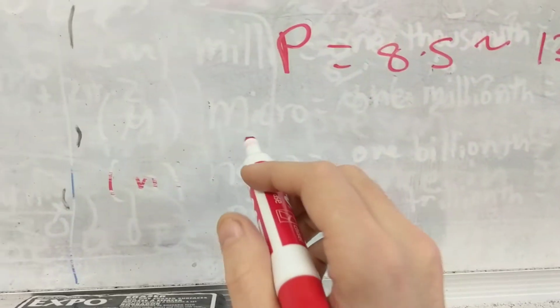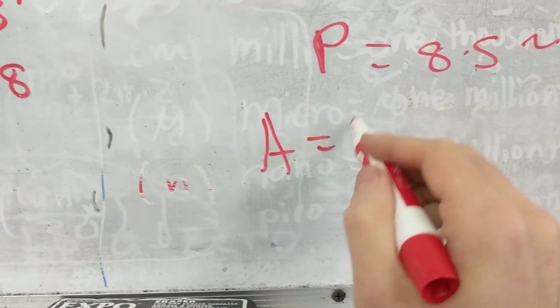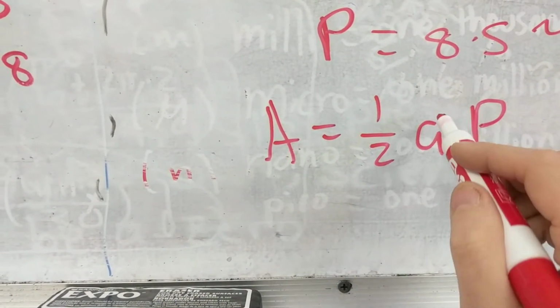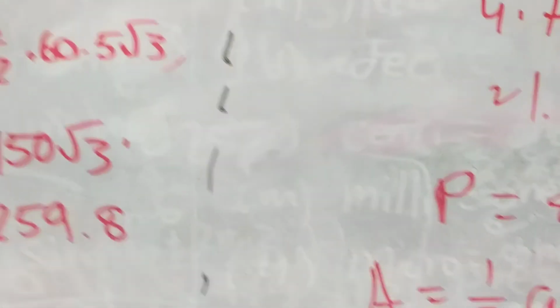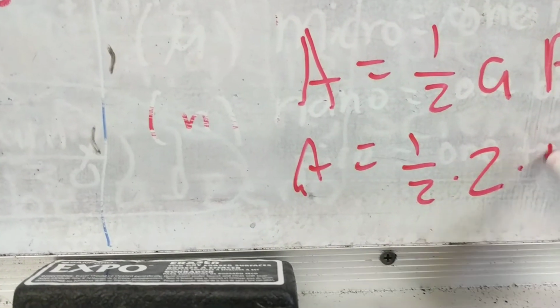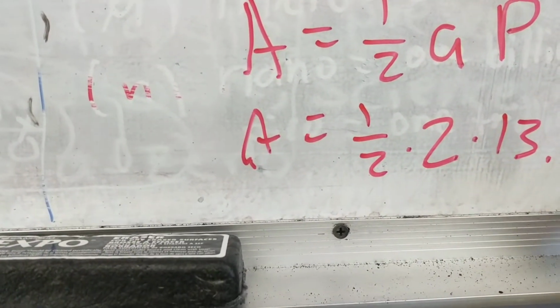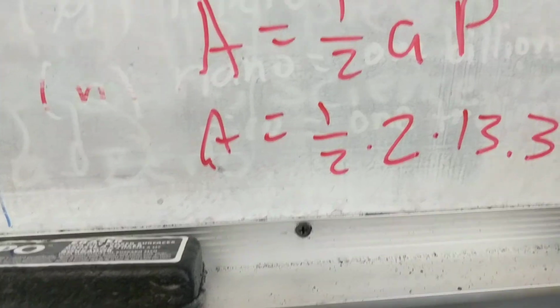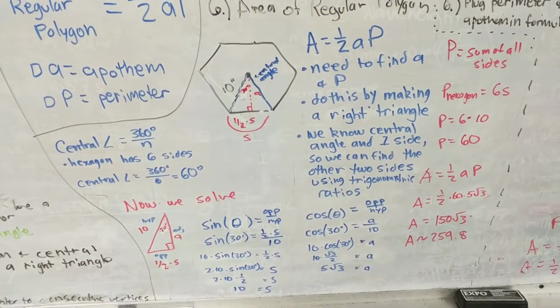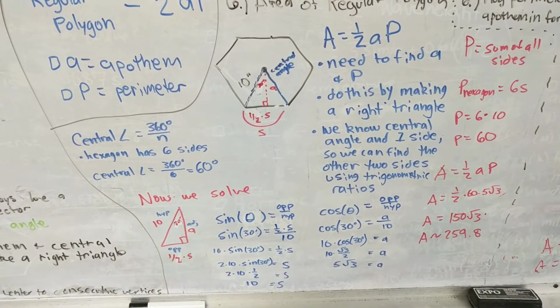So how we do, the area is equal to 1/2 the apothem times the perimeter. Remember, our apothem was 2 in our picture. So area will be equal to 1/2 times 2 times 13.3, or our final area of about 13.3. This is problem number 6 done in the book. I have everything listed here. For the sake of time, I'm just going to show the picture.